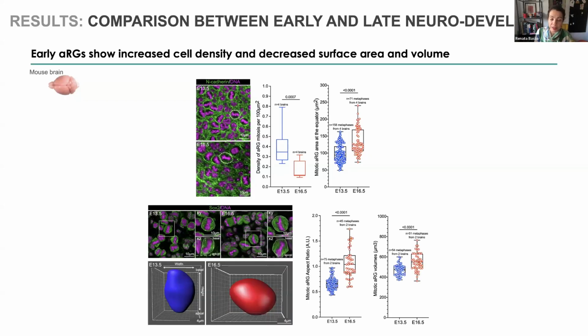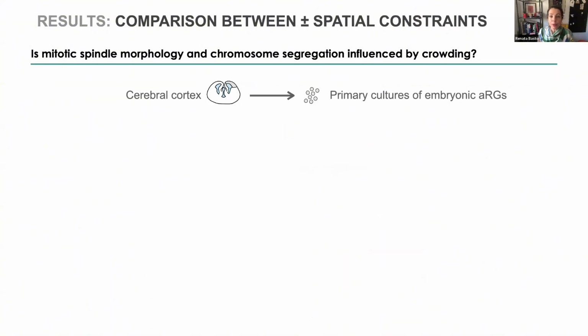When Vero measured volume, she could see that this was also different, because individually each cell has a higher volume at later developmental stages compared to early stages, and their aspect ratio is also quite different. And so we wanted to know if this was cell autonomous or not. In other words, can the crowding that we are seeing influence the way the mitotic spindle and the chromosomes are being segregated in the mouse brain?